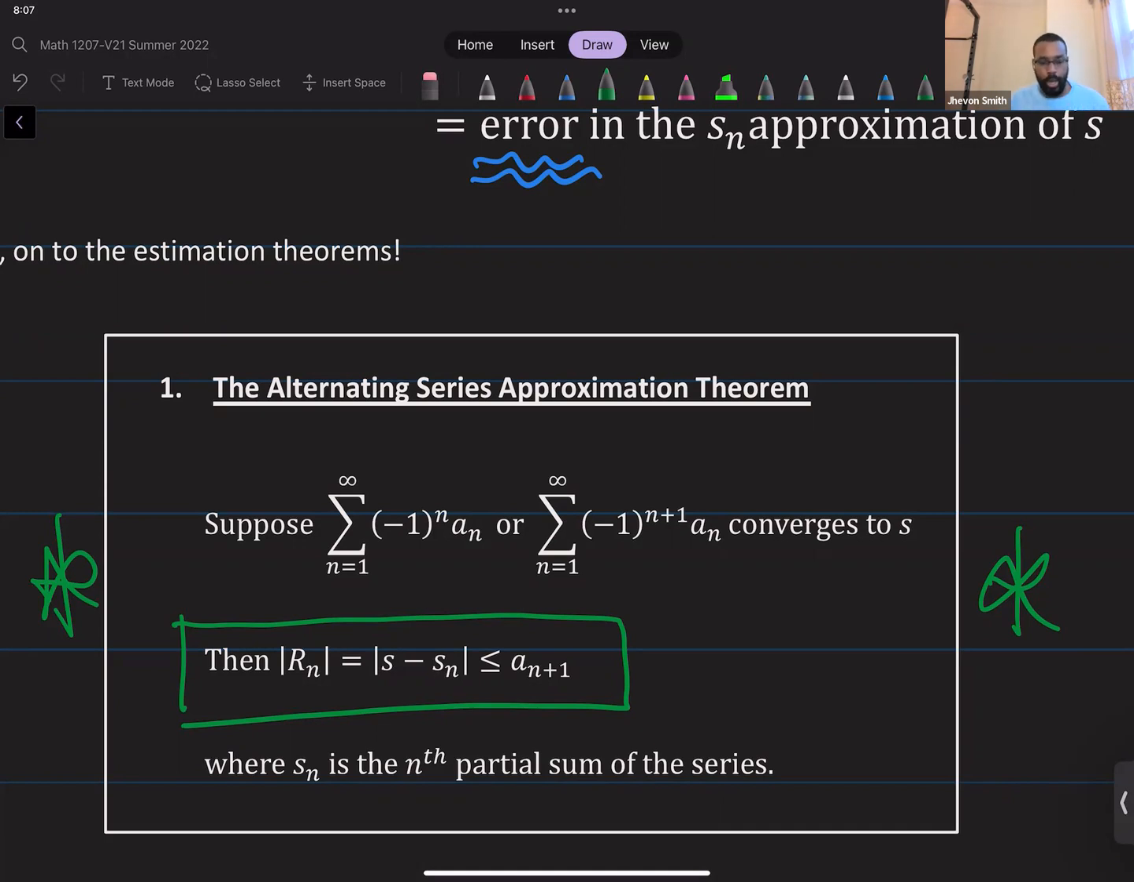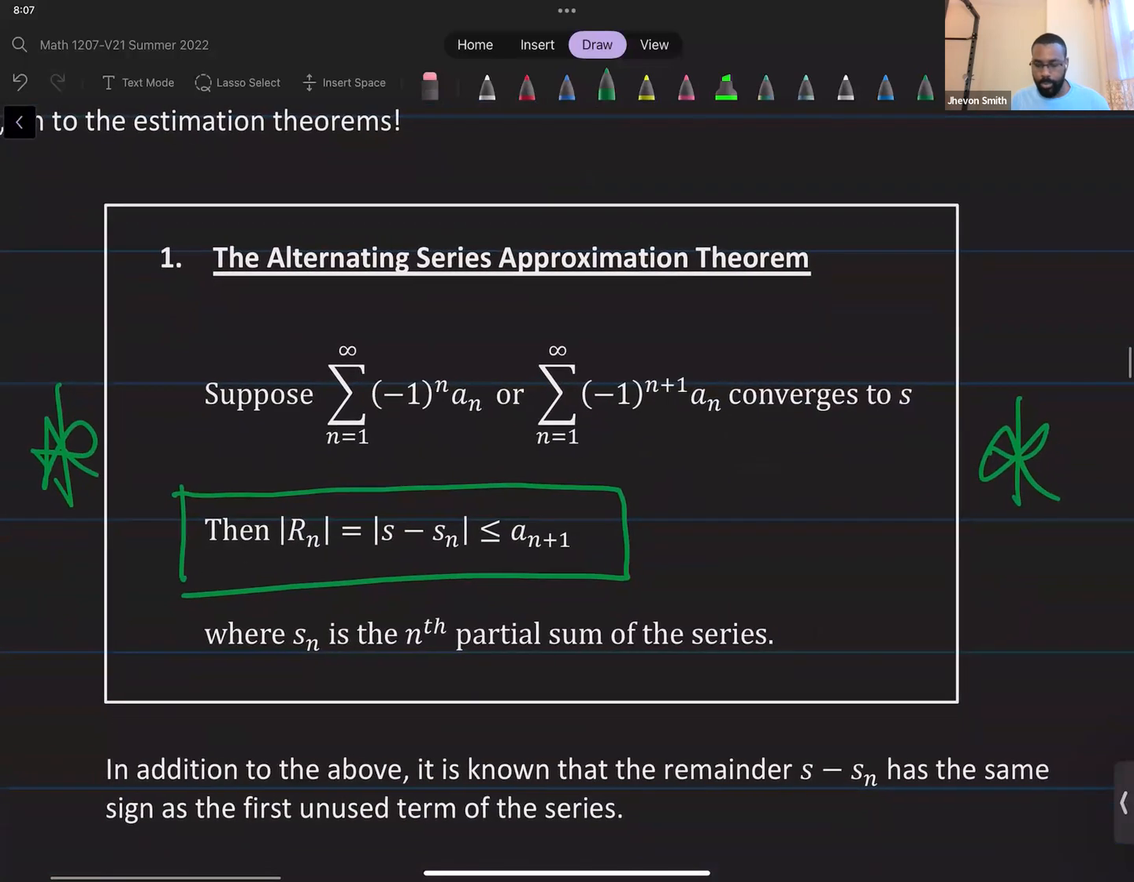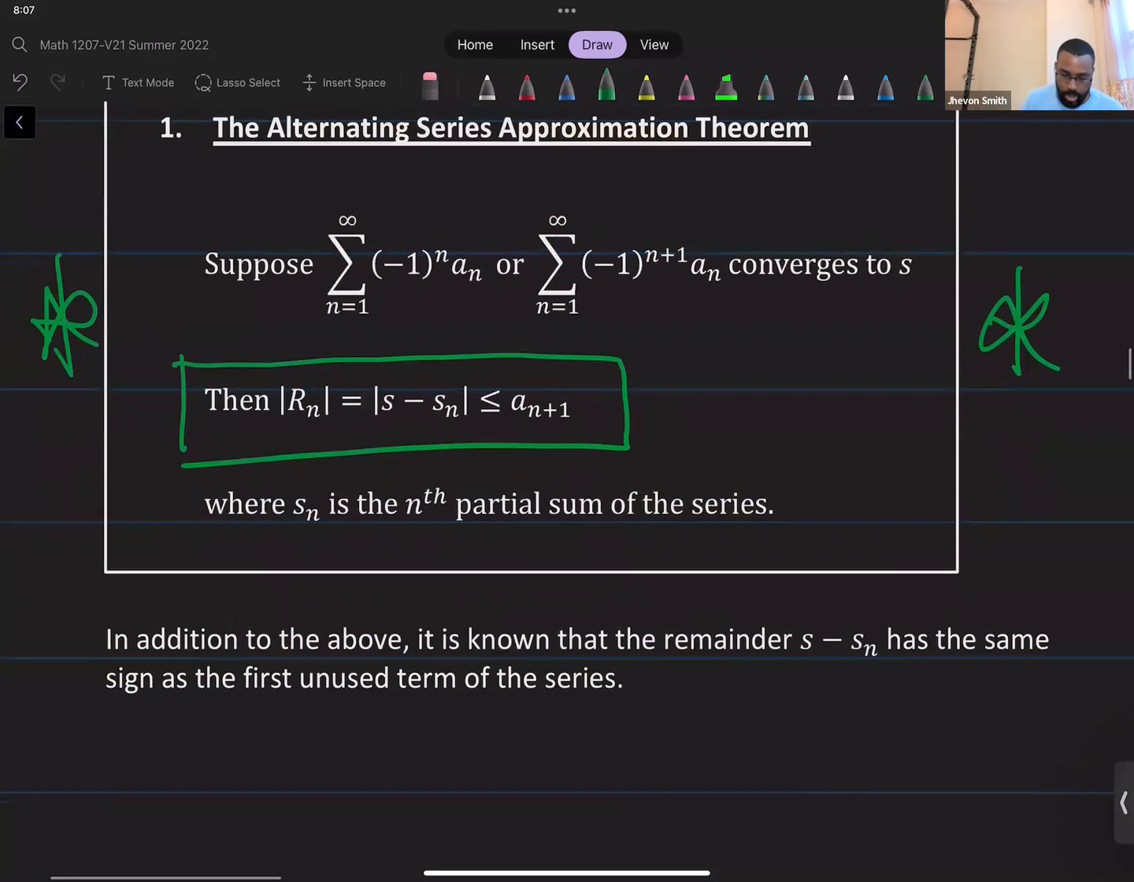Okay, so we're not going to look at the proof of this. It's not important. But knowing that fact is going to be very important, and I'm going to require that you use that fact. On top of that, we actually know that the error, the remainder, which is without the absolute values, will be the same sign as the n plus first term of the unused series. So when I say the first unused term of the series, I'm talking about the n plus first term, right?